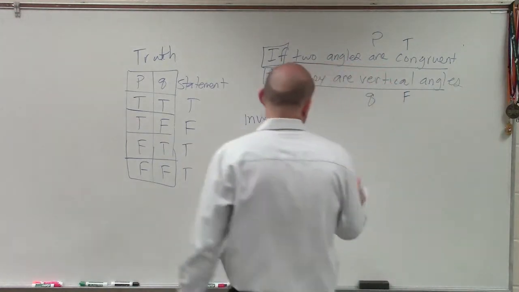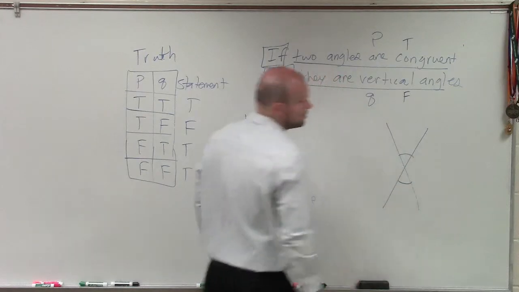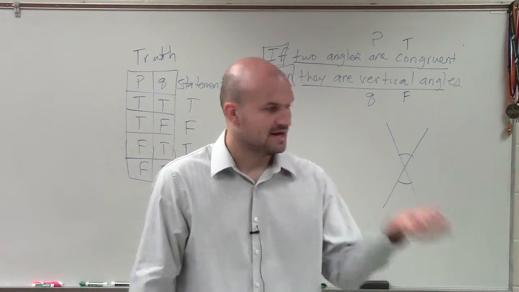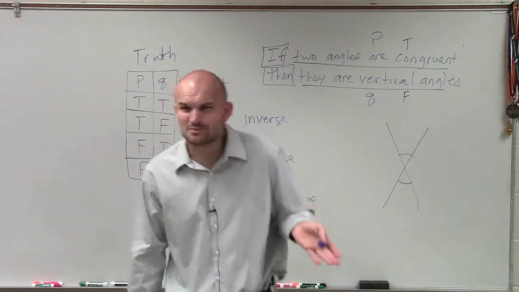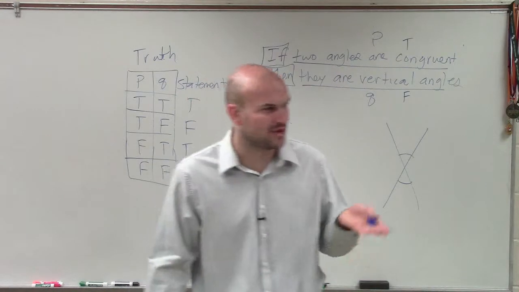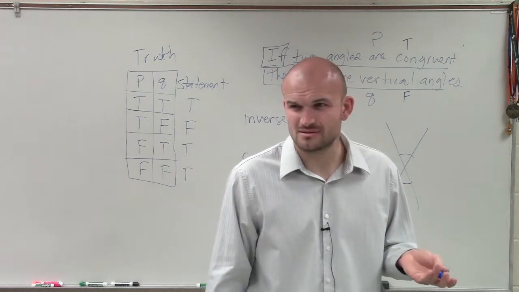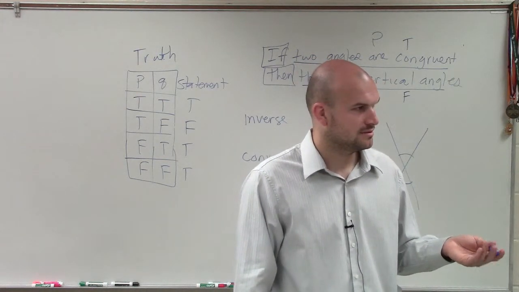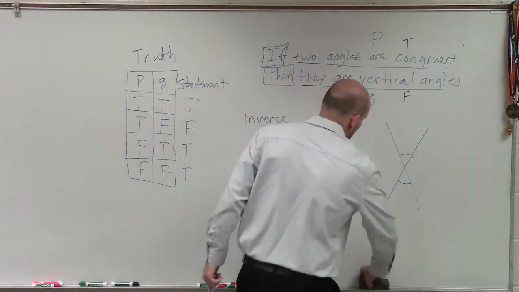So, remember, vertical angles are angles that are across from each other, right? They share a vertex, and they don't share any sides. That's an example of vertical angles. Is it possible for two angles to be exactly the same that are not vertical? Is it possible? Could we have adjacent angles that are exactly the same? Yeah, well, let's go and take a look.